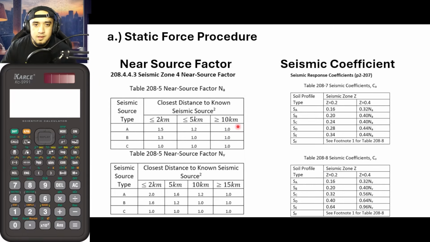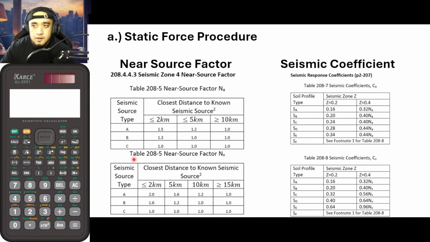So suppose that the building is, let's say, located 8 kilometers from the nearest fault line, then as you know, it is somewhere in between these two. So if it is somewhere in between, you would now be interpolating. Okay, so you would be interpolating. So aside from these columns, it is also dependent upon the seismic source type.